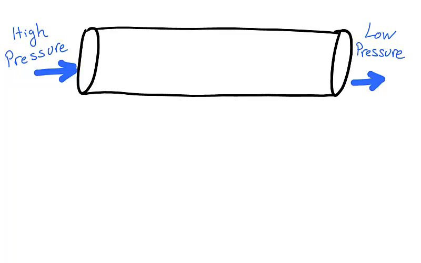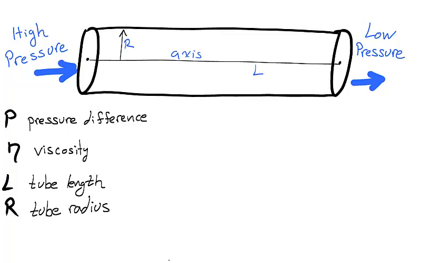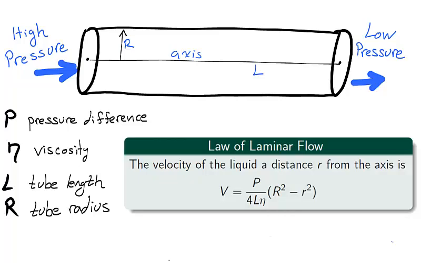The liquid will flow from high to low pressure, and the axis of the tube is the line passing through the center of the cylinder. Liquid near the walls of this tube will move slower than liquid near the axis. This is described by the law of laminar flow. Let P represent the pressure difference between the left and the right end of the tube. Let eta represent the viscosity of the liquid. Let L represent the length of the tube. And let R represent the radius of the tube. The law of laminar flow gives the velocity of a liquid a certain distance, little r, from the axis.